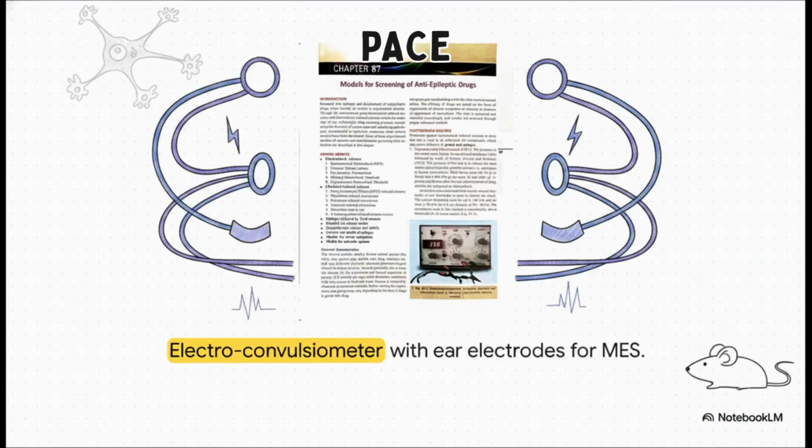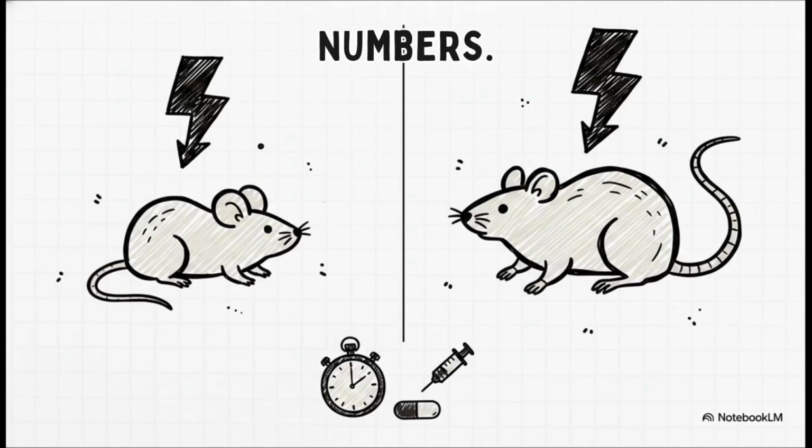Now, applying our SMART PACE framework, let's look at the requirements phase for MES. The star of the show here is the electroconvulsiometer. As you can see, this is a highly specific apparatus. It uses these little corneal or ear electrodes to deliver a precise electrical shock directly to the animal, which standardizes the seizures perfectly across the board. Okay, let's talk numbers, and you absolutely need to memorize these for those marks. The aim of the MES model is to induce the most intense physiological seizure possible. Why? Because it's the perfect stand-in for human grand mal epilepsy.